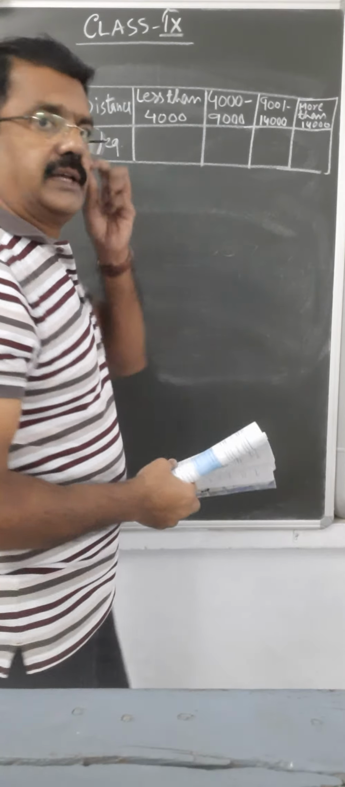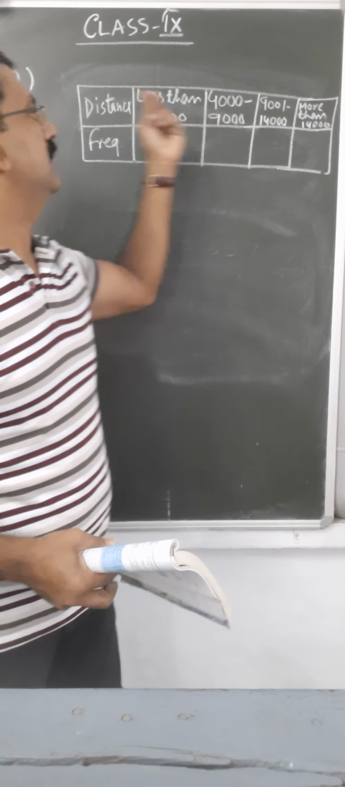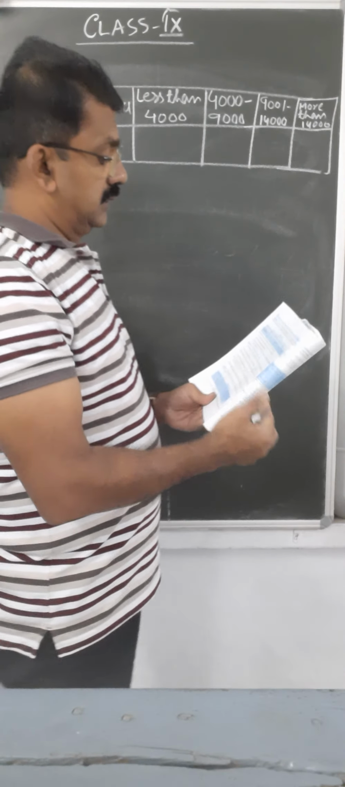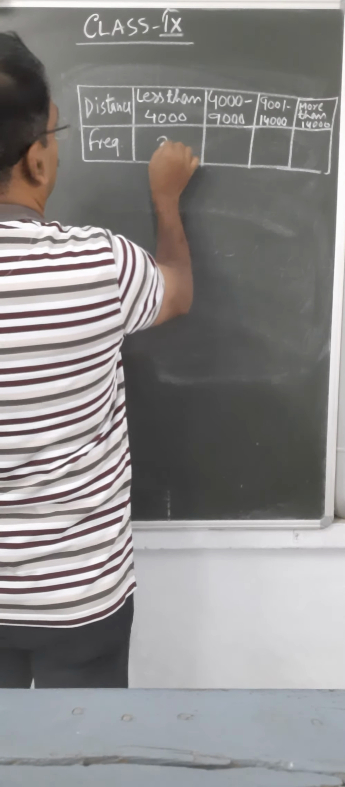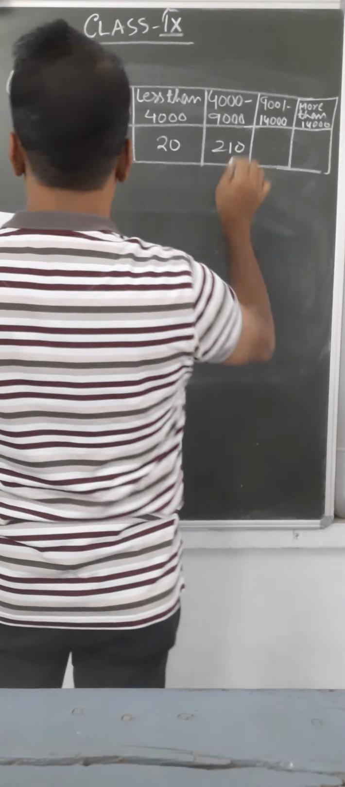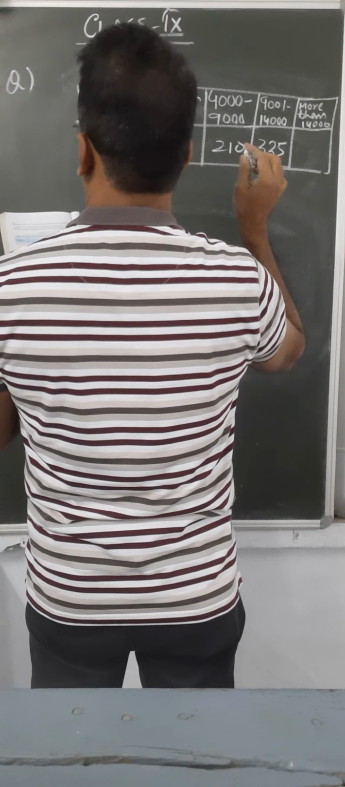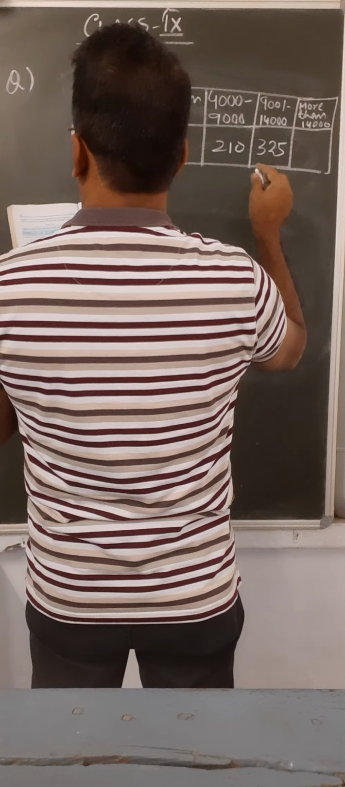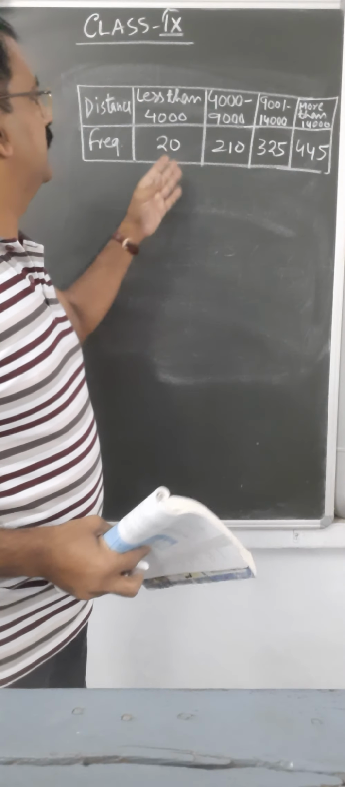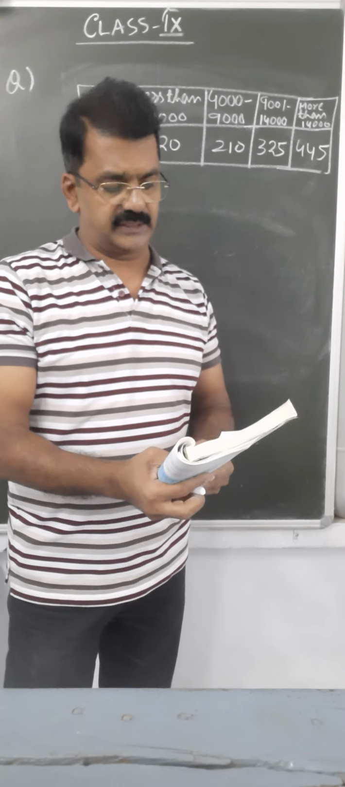Okay, more than 14,000. So the distance categories are: less than 4,000, 4,000 to 9,000, 9,001 to 14,000, and more than 14,000. Now the frequencies are as follows: 20, 210, 325, and 445. If you add all of them, you will get 1000, because it is already given in the question that there are 1000 such cases.